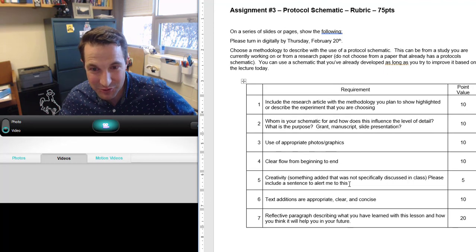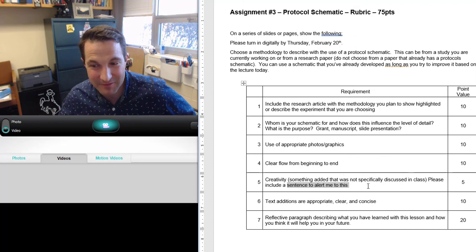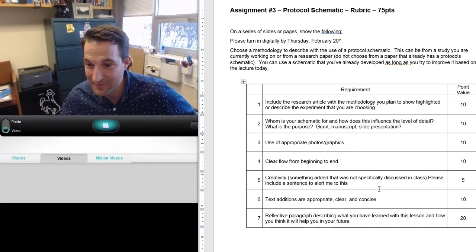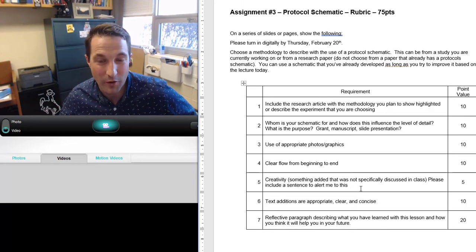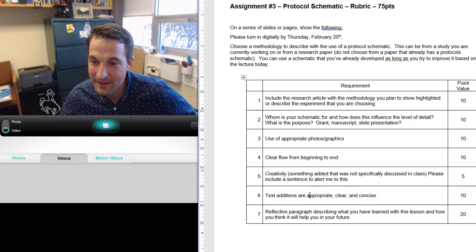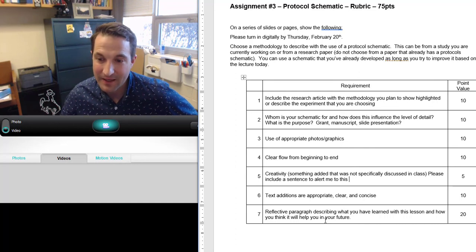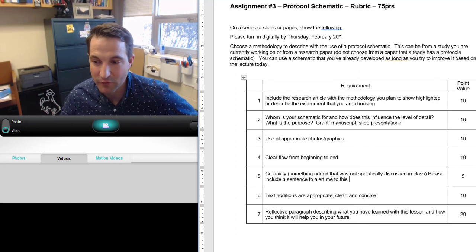But what I want you to do with this is alert me to it. Sometimes people add in a really cool design, I've had this in the past, but I don't see it and they don't get the credit. Make sure you give me a little heads up as to what the creative thing you did was. I want those text additions to be appropriate and clear and concise. Do not have long paragraphs in there. The whole reason we're making these protocol schematics in the first place is to avoid that wall of text. We don't want that.